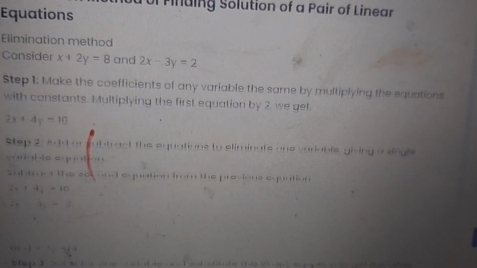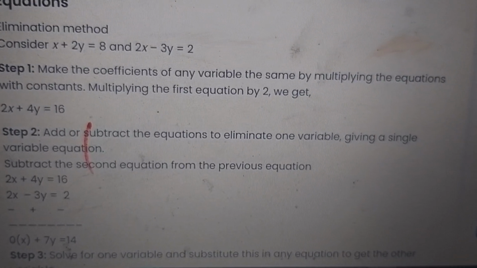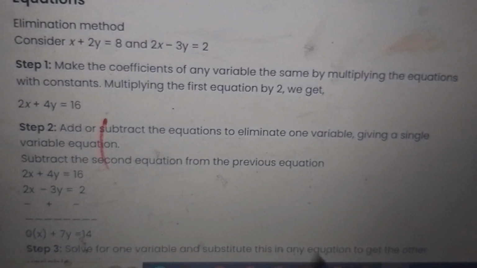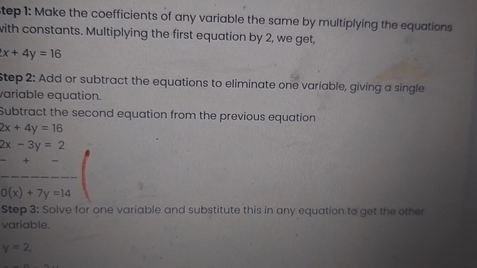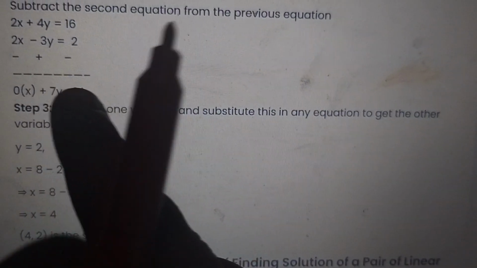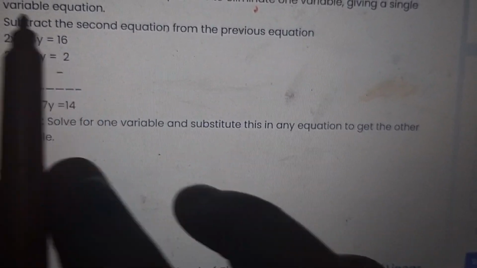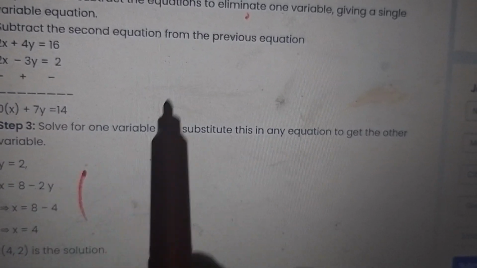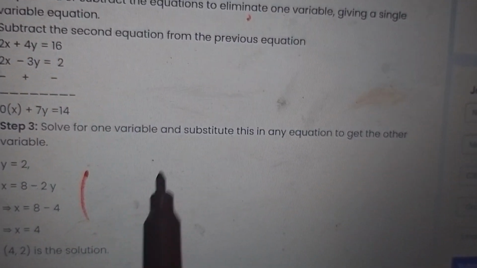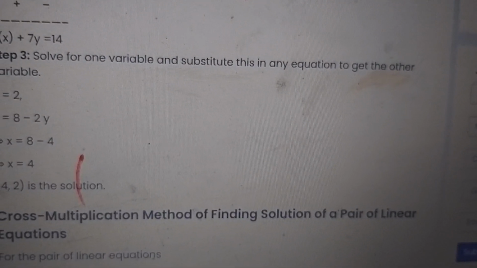Elimination method means making the coefficient of one variable the same in both equations by multiplying the equations with constants. By solving these equations, we get the value of one variable. Solving for one variable and substituting it back, we get the other value. We have learned in earlier classes how to solve such equations. Once one value is obtained, we substitute it in any one of the equations, and we get the other variable's value. That is the point we obtain as the solution.